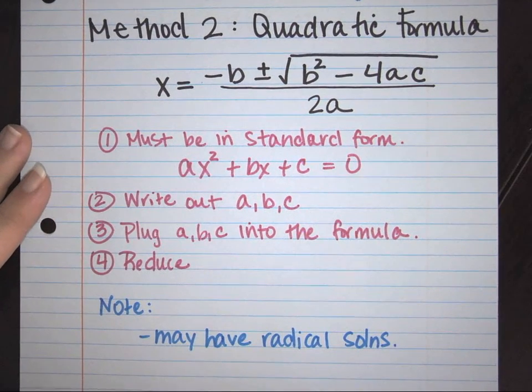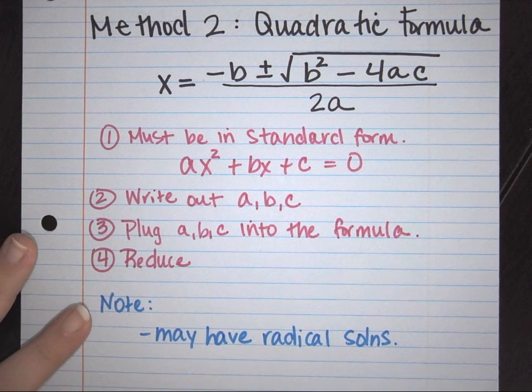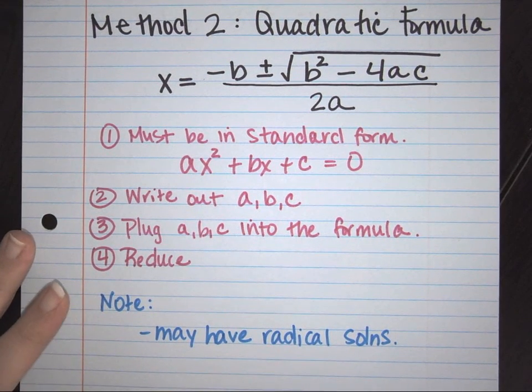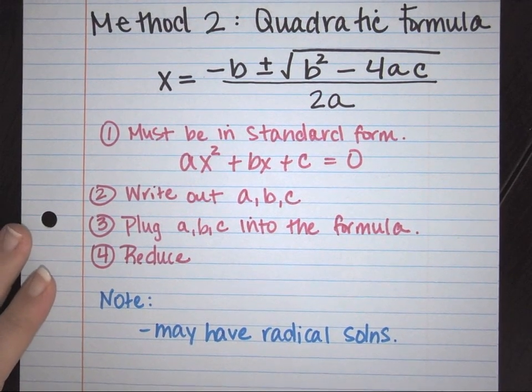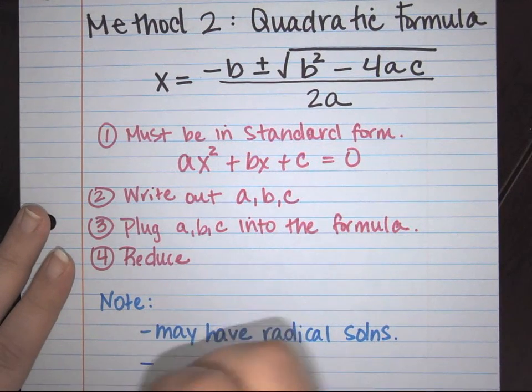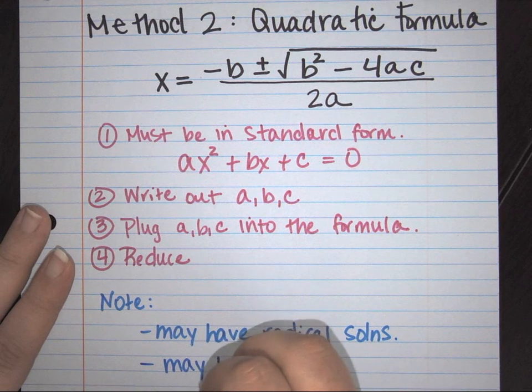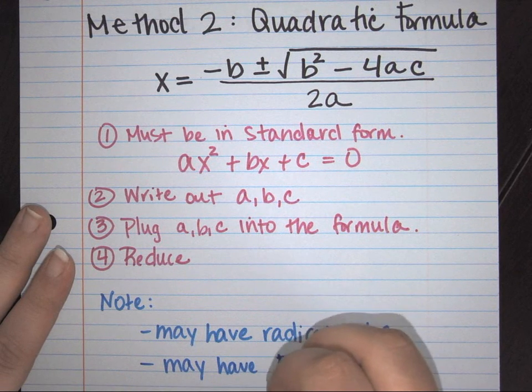Now, we use the quadratic formula most of the time when you cannot factor. I like to call it the fallback method, because it doesn't matter what equation you're working with, the quadratic formula will always work. Some things that you need to remember is that you may have radicals in your solutions. The other thing that you may have is fractions.